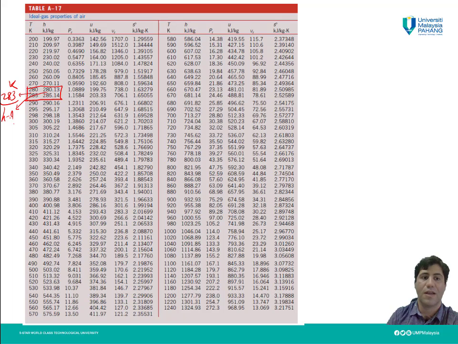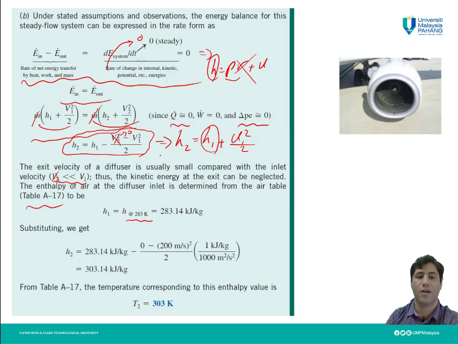For 283 Kelvin, the enthalpy also will be 283 something, which according to interpolation is 283.14. I do not go through that interpolation, which is obvious, and we had many examples for that in previous examples. So by interpolation, you can find H1 as well in the table A17. By substitution of this H1 in this equation, we have the velocity at the entrance of the turbine as well.